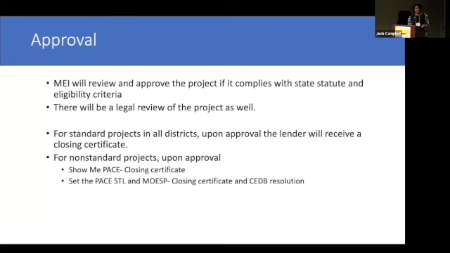Once that's done, you will receive a closing certificate for a standard project. For non-standards, upon approval, for the Show Me PACE, you will receive the closing certificate again. But with the city as well as the county of St. Louis, you will receive a closing certificate as well as the resolution that the board has voted on. Next slide.